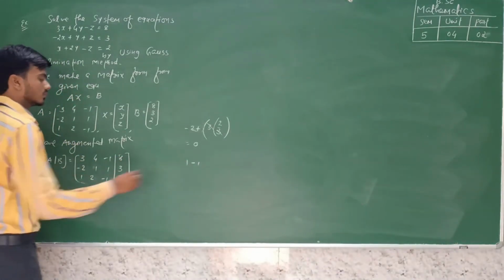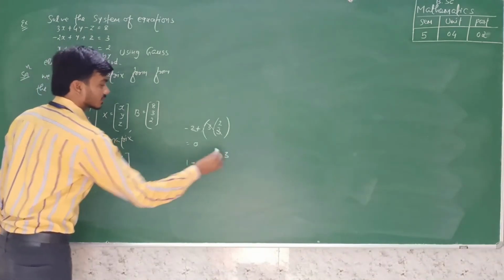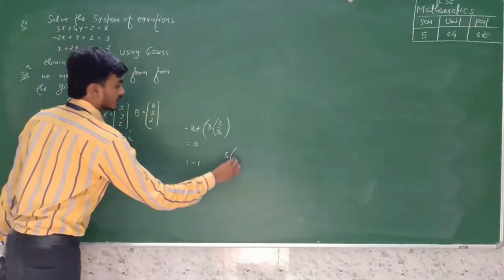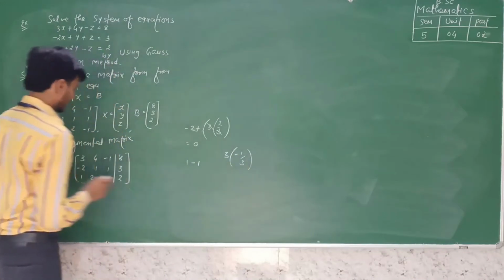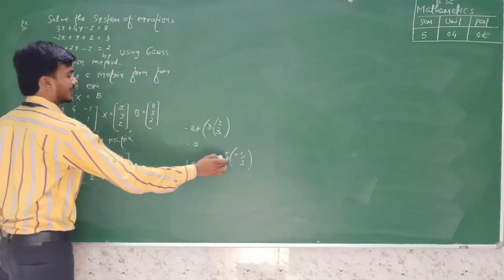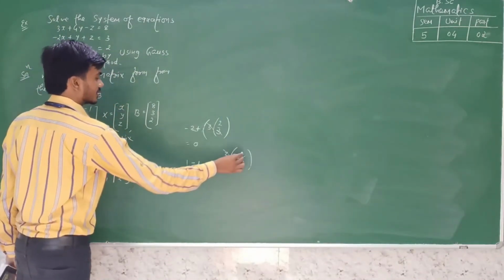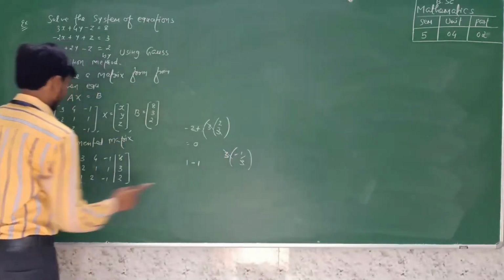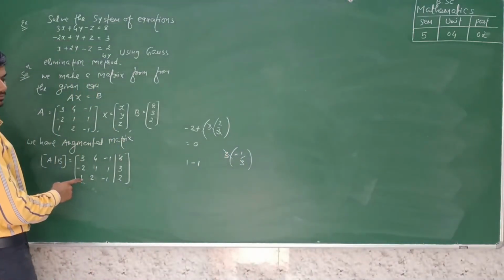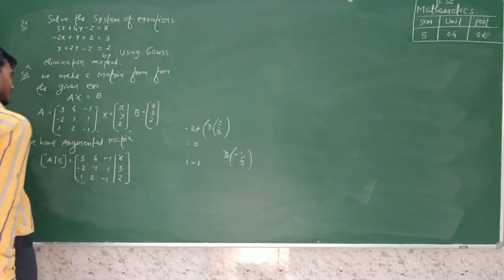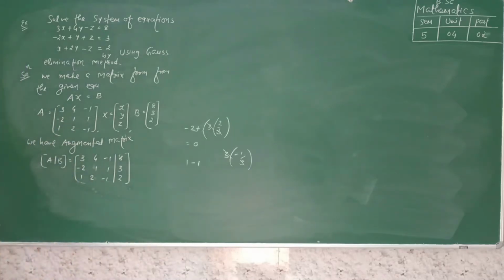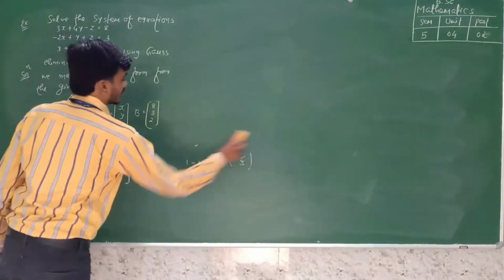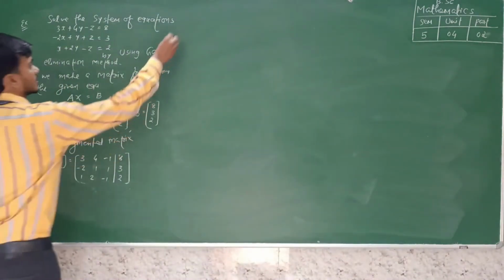So how is minus 1 added? The first row is 3, and minus 1 by 3 is multiplied into 3. The 3 cancels, so minus 1 remains. This minus 1 will be added into the third row, so this element also becomes 0. So we write the operations on this matrix.